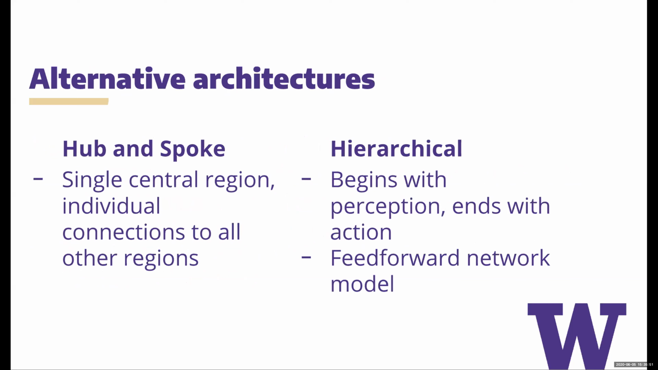So for our alternative architectures, we went back and looked at the exhaustive list of cognitive architectures already existent and found that in general, they tended to fall into rough groups and categories. The largest two of which were a hub and spoke architecture, where there is one central component that drives activity among all of the other components, but there are no intermediate connections between the spoke regions. Or architectures could be in a more hierarchical format, where activity moves through all of the components, beginning with perception and ending with action.